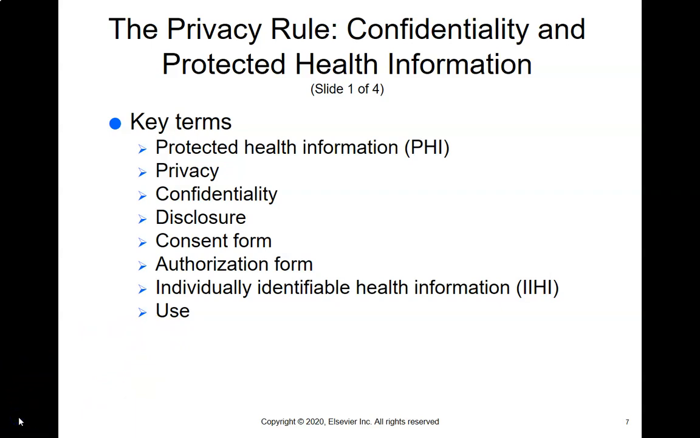Individually identifiable health information is any part of an individual's health information, including demographic information, for example, the address or date of birth, that's collected from the individual by the covered entity. This information relates to the individual's past, present, or future physical or mental health or condition, the provision of health care to the individual, or the past, present, or future payment for the provision of health care.